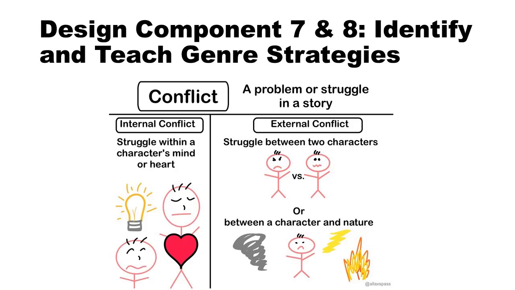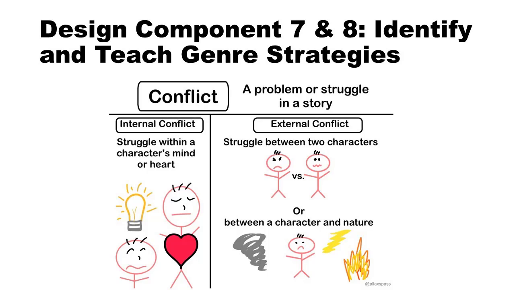Design component 7 and 8. I smushed these together because they're so closely related. This is where you list genre-specific elements in order to think about genre-sensitive strategies that you can teach explicitly. So we're finally getting to instruction.